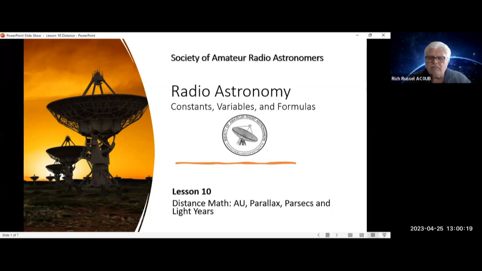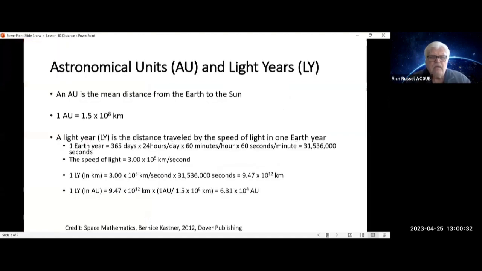Radio Astronomy, Constant Variables and Formulas. Lesson 10, Distance Math. Astronomical units, parallax, parsecs, and light years. An astronomical unit in light years.